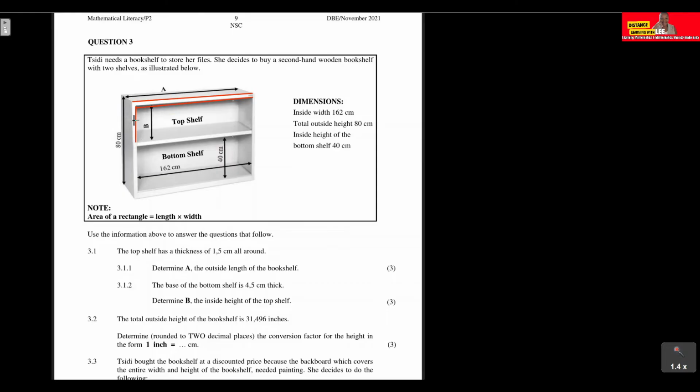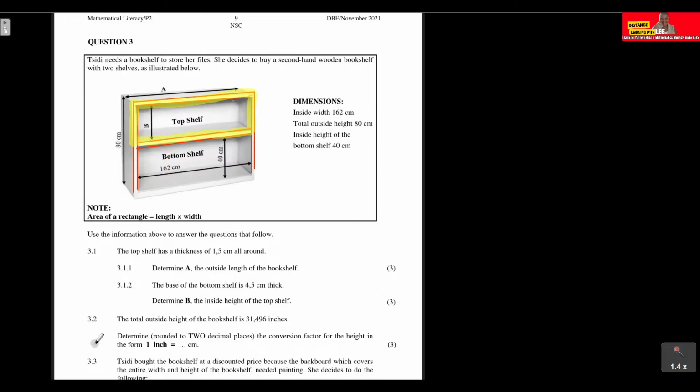So that thickness there is also 1.5 centimeters, and that thickness is 1.5 centimeters, and so is that one. We are told that the thickness all around is 1.5 centimeters. We're going to be focusing on the thickness that I've highlighted in yellow, and that thickness all around is 1.5 centimeters.